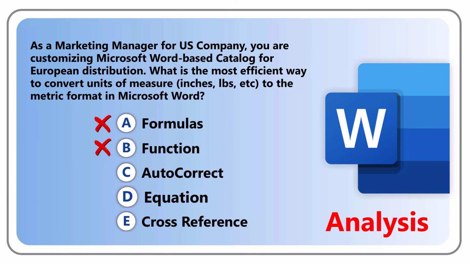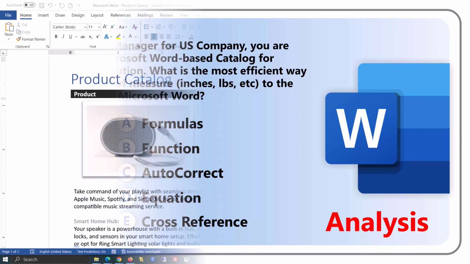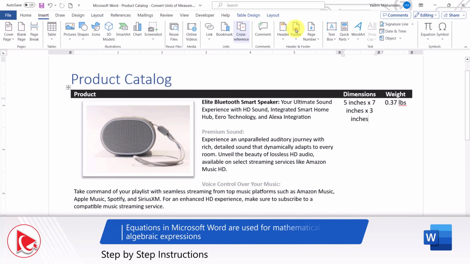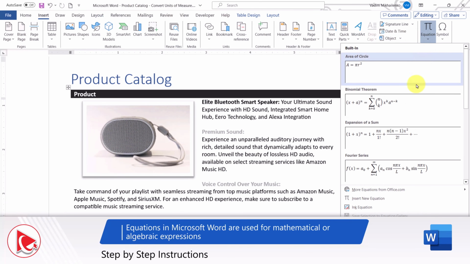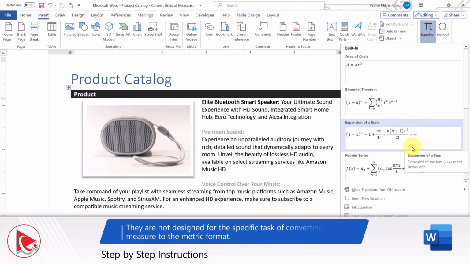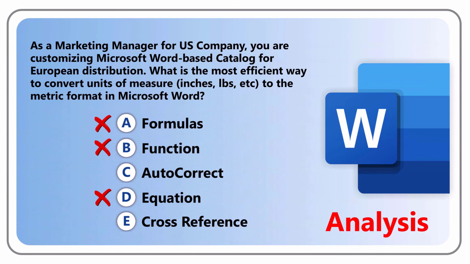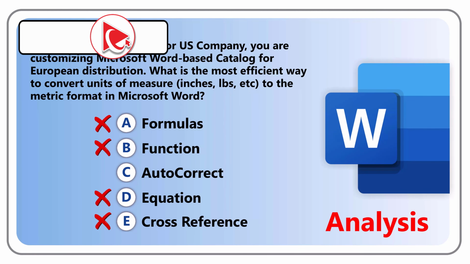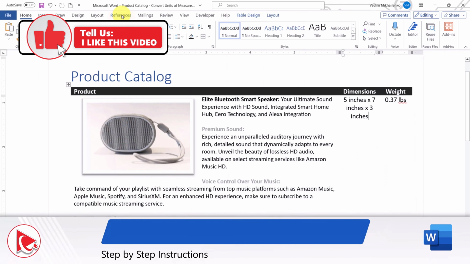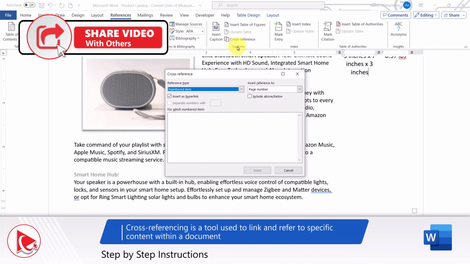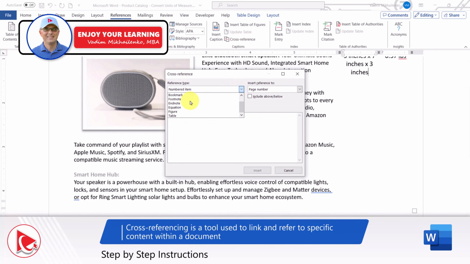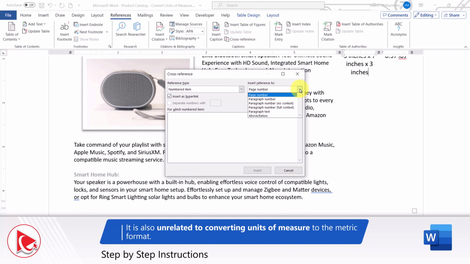I think choice D, equation, is also incorrect. Equations in Microsoft Word are used for mathematical or algebraic expressions. While they can handle unit conversions theoretically, they are not designed for the specific task of converting units of measure to the metric format. And I hope you're not surprised that choice E, cross-reference, is also incorrect. Cross-referencing is a tool used to link and refer to specific content within the document, such as figures, tables, or headings. It is unrelated to converting units of measure to the metric format.